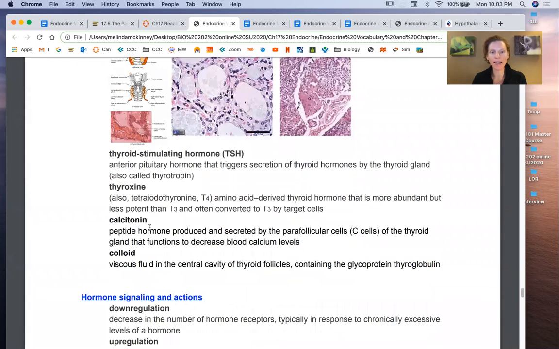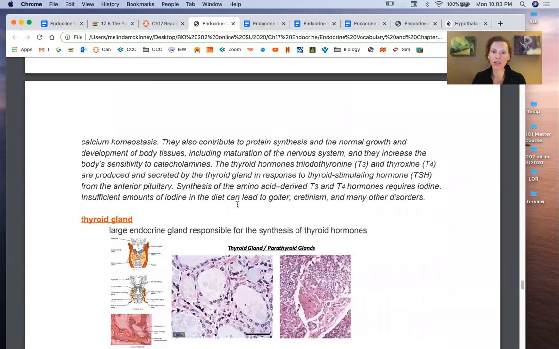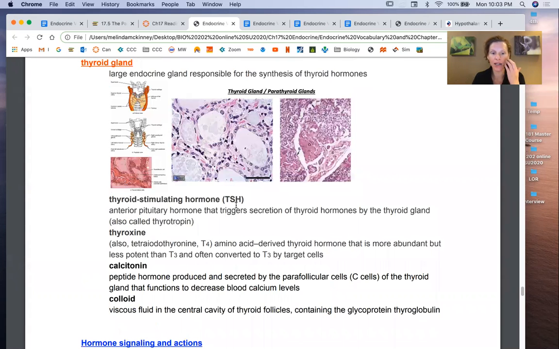Oh yes, and then calcitonin. So the parathyroid that we looked at before regulates calcium in one direction, and then the opposite direction is the thyroid. So in the thyroid gland, it decreases blood calcium levels. So it does the opposite of the parathyroid, which is going to increase them.